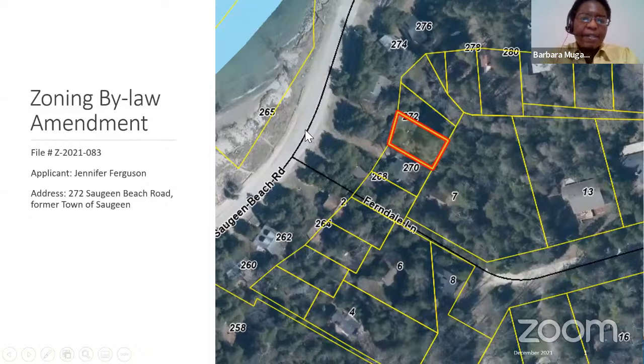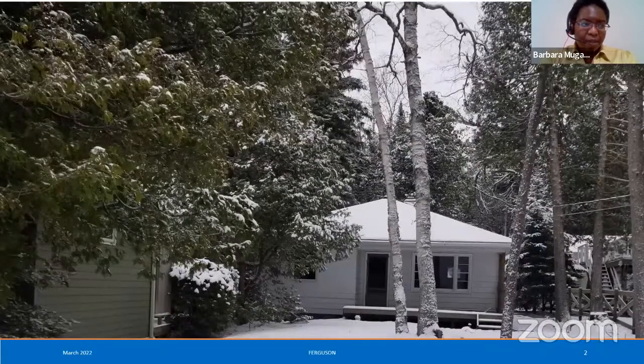Yes, so this zoning amendment application was before committee for a public meeting last December. The property is 272 Saugeen Beach Road in the former town of Saugeen. The site is presently occupied by a cottage. The landowner is proposing to redevelop the site with a two-story seasonal cottage and a garden shed. There's going to be a new septic system in the rear of the property.